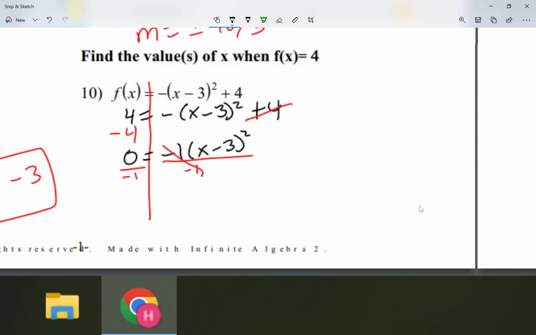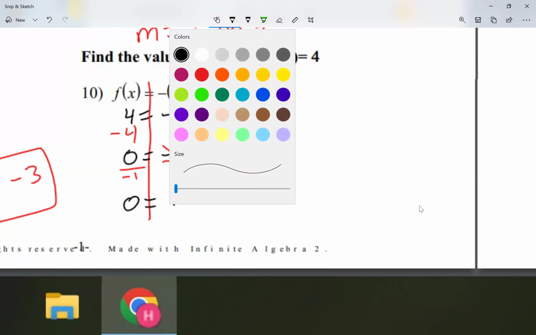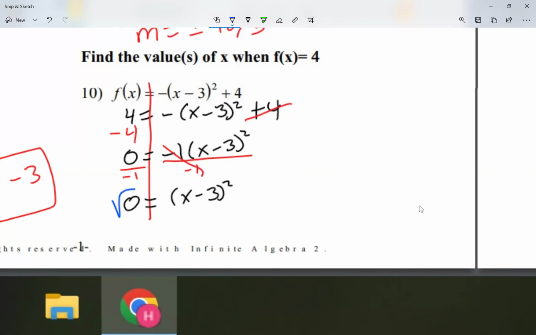Now 0 divided by negative 1. 0 divided by anything is 0. We're not going to call it negative 0 because there's no such thing as a negative 0. So just 0 is equal to x minus 3 squared. Now that I have the parentheses squared by itself, I'm going to do the square root on both sides.